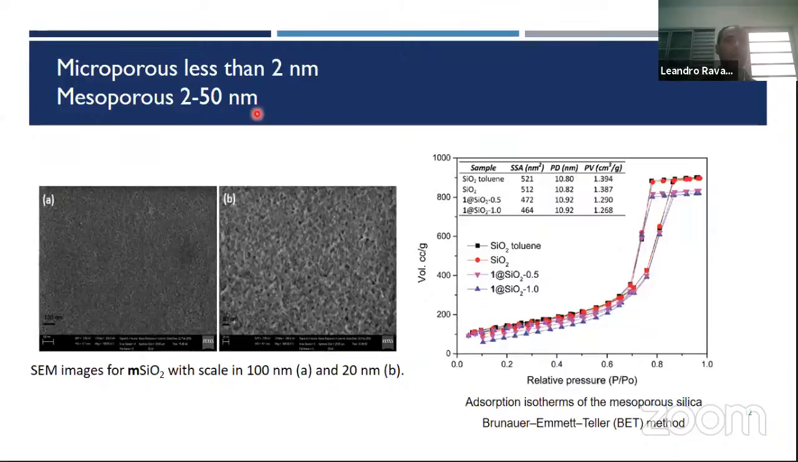The definition of microporous and mesoporous materials is related to their size. For example, microporous materials have pores smaller than or equal to 2 nanometers, while mesoporous materials have pores between 2 and 50 nanometers. For example, in these samples, the pore size found was 10 or 11 nanometers, according to the adsorption isotherm here. And on the left side, you can see the scanning electron microscopy for the same sample.